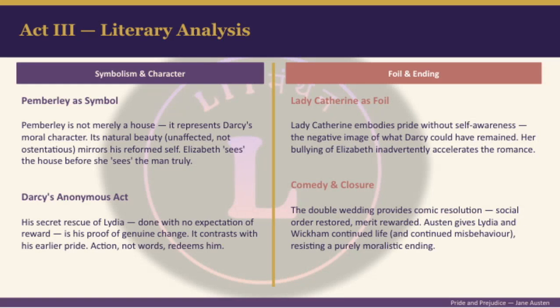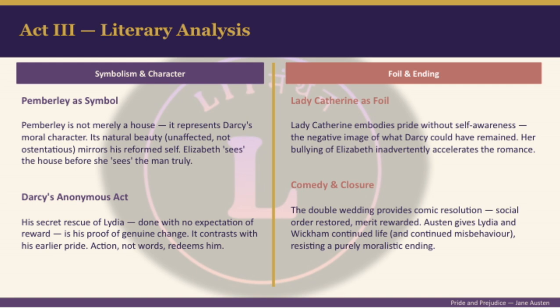Now, let's look at Lady Catherine as a foil in Pride and Prejudice. She embodies pride, but notably, she lacks self-awareness. This makes her the negative image of what Darcy could have remained if he hadn't changed. What's interesting is that her bullying of Elizabeth actually ends up speeding up the romance between Elizabeth and Darcy, showing how her arrogance unwittingly plays a role in their union.